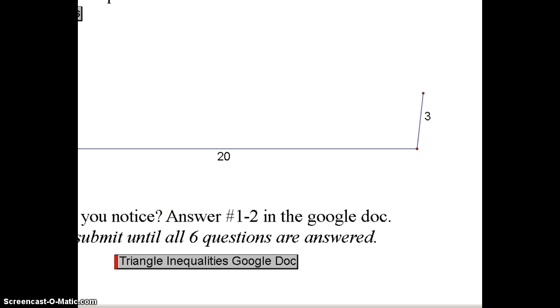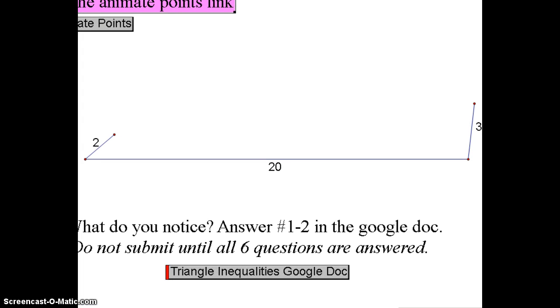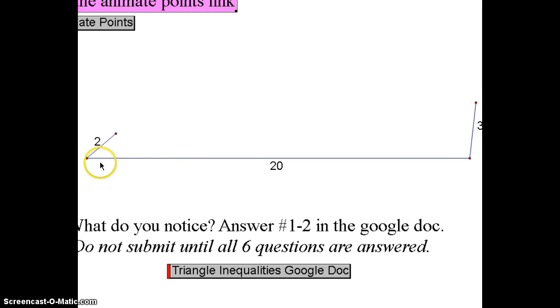Here we have this side is 20, this side is 3, and this side is 2. We want to look at why this won't make a triangle. If I animate this, you see that when these 2 lines move, they never intersect each other. So if they're never going to intersect each other, they're never going to come together to form this triangle here. Let's look at the next one.